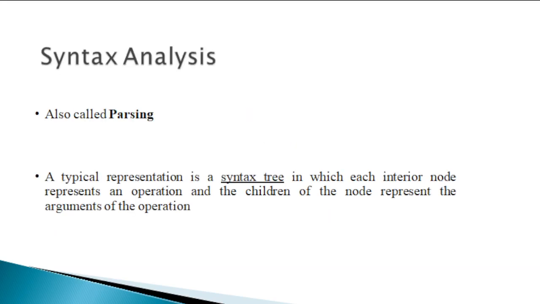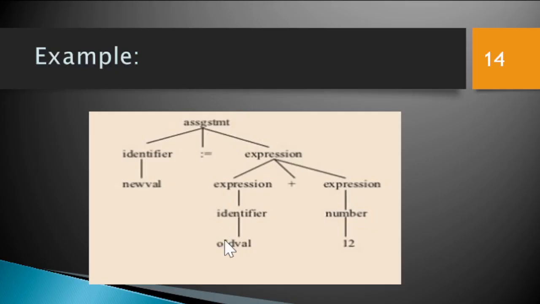Next one is the syntax analyzer. It is also called parsing. The function of a syntax analyzer is to check whether the token stream meets the grammatical specification of the language. If it matches the grammatical specification of the language, then it generates a syntax tree. Otherwise, it generates a syntax error. In a syntax tree, interior nodes represent operations and child nodes represent the arguments of the operations. This is the example representation of a syntax tree.